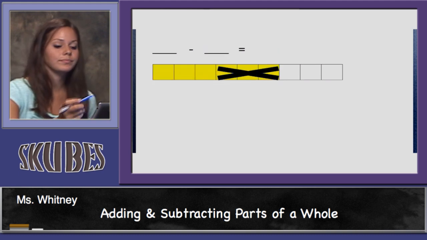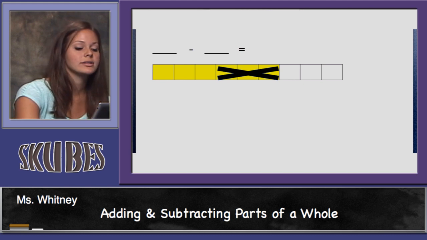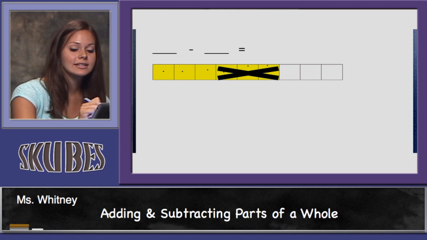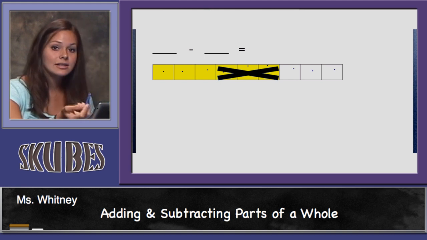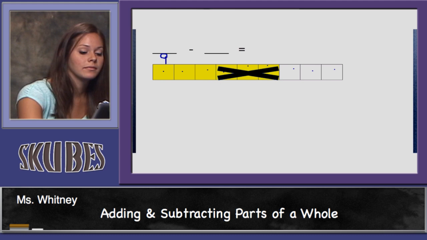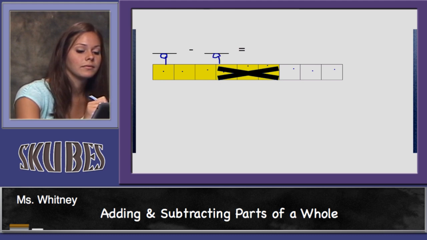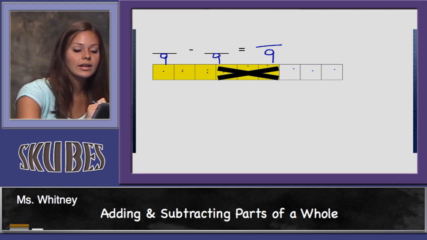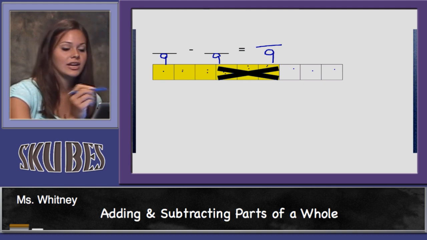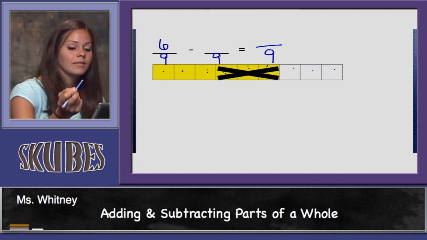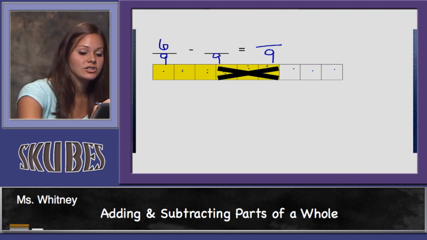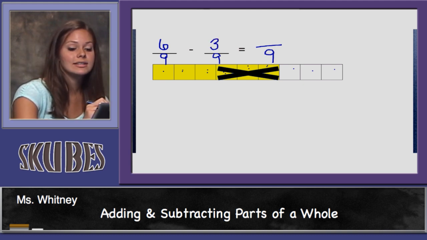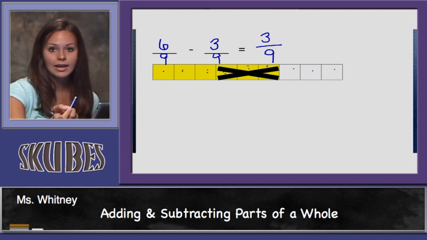Here's another example. I'm going to count my total number of parts. I have 1, 2, 3, 4, 5, 6, 7, 8, 9. My denominator is equal to 9. I started with 1, 2, 3, 4, 5, 6 ninths shaded in. I took away 3 ninths, as you can see by the X. 6 ninths minus 3 ninths equals 3 ninths.